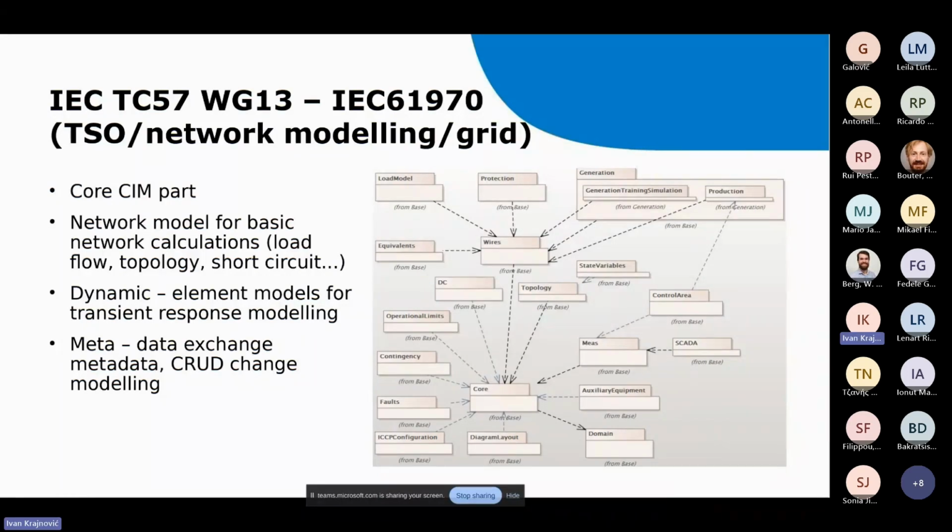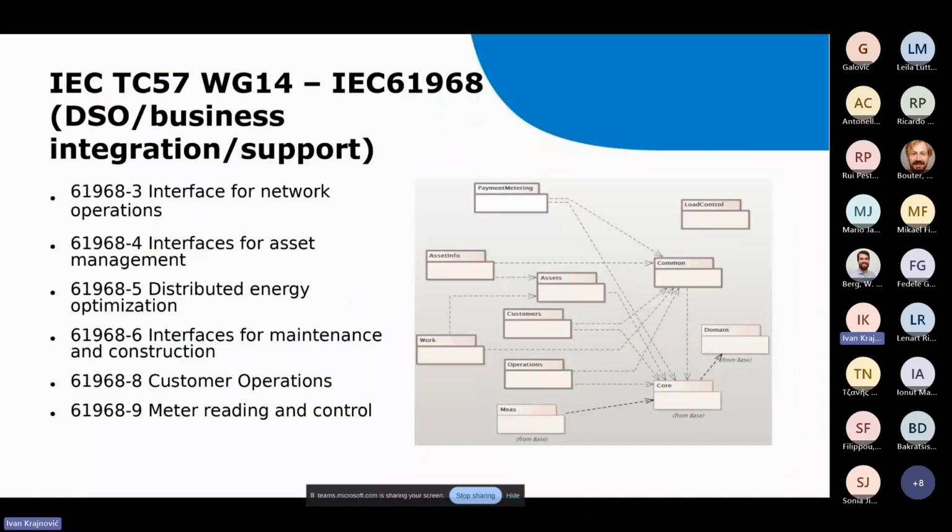And these are some packages that you can see on the picture. We have working group 14. This is mostly pertaining to the DSO and some business integration with some outside systems that are not just process control systems, so asset management, workforce management, etc. And we have the market working group that we are not really focused on. We don't deal with that.